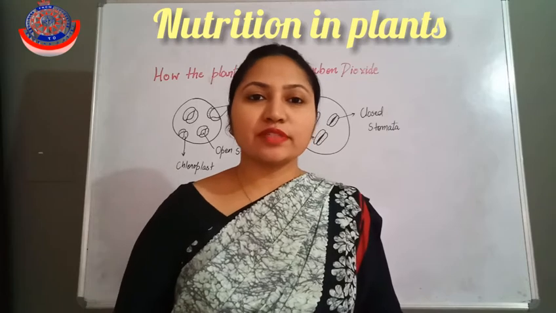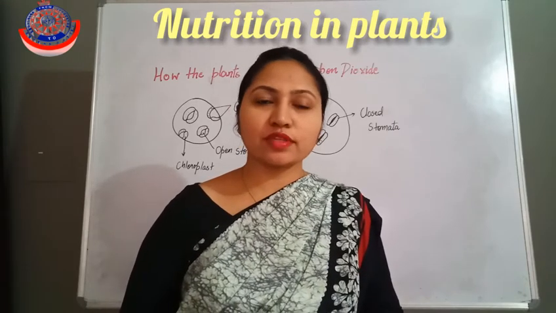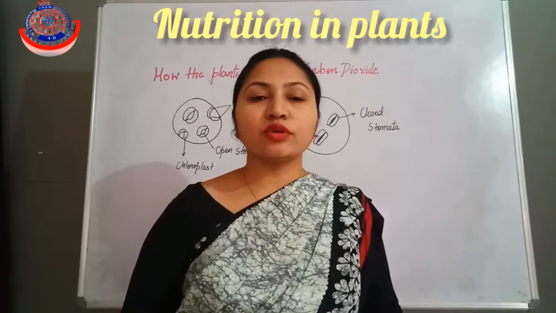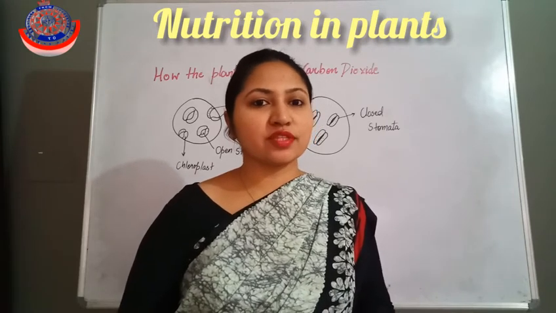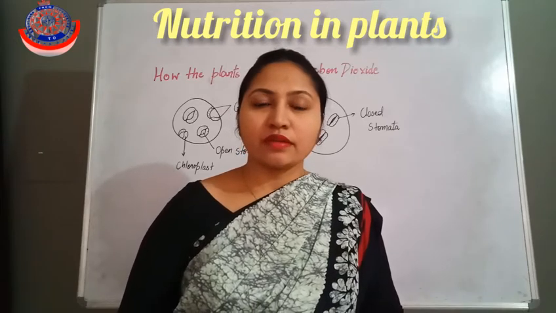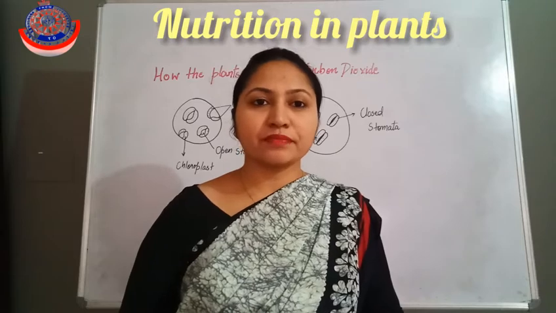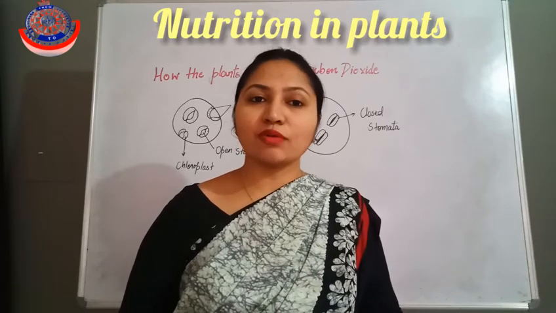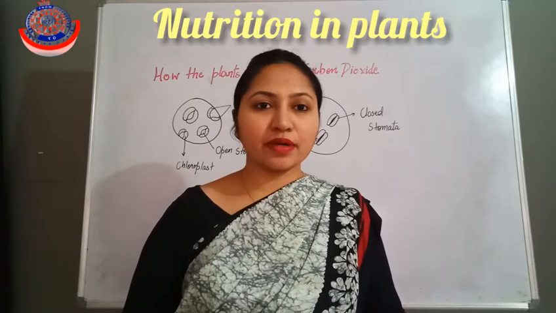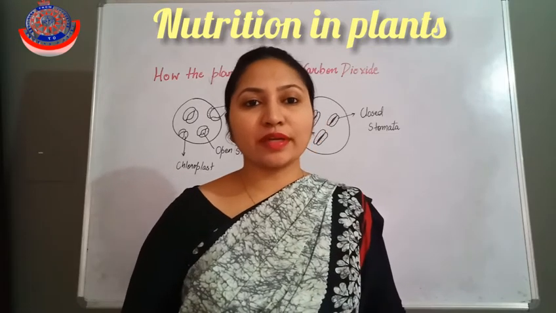So next, students, we will discuss what the main raw materials for the photosynthesis process are. There are two main raw materials for the photosynthesis process, that are carbon dioxide and water. Now how do the plants obtain carbon dioxide and water? So first we will discuss how the plants obtain carbon dioxide. Carbon dioxide they obtain through the stomata.